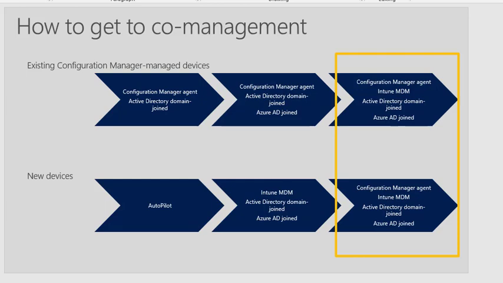So the question is how to get a device to the co-management state. We can split it into two. The existing devices will go through the co-management option in the SCCM admin console. This device actually joins and enrolls into Intune. For a new device, as part of Intune integration with Autopilot, you will be able to domain join a new device as well as Azure join. It will then auto enroll into Intune, and Intune will bootstrap the SCCM agent, so you can end up with the same settings as the existing device: SCCM, Intune, Azure AD, and domain join.